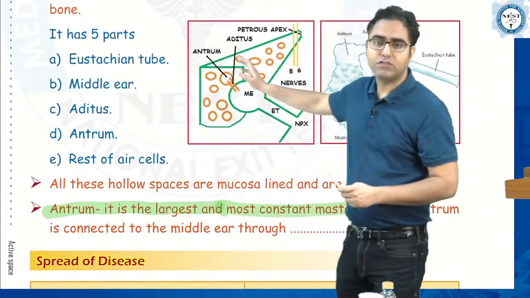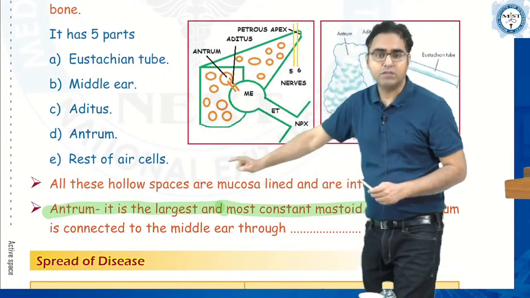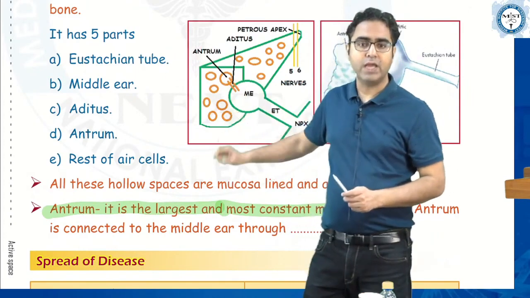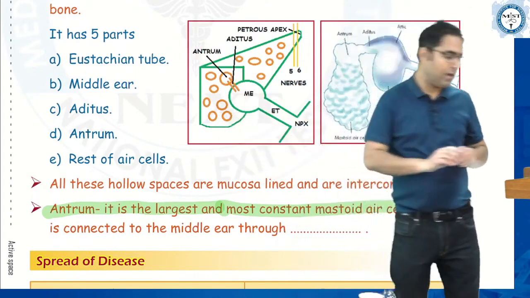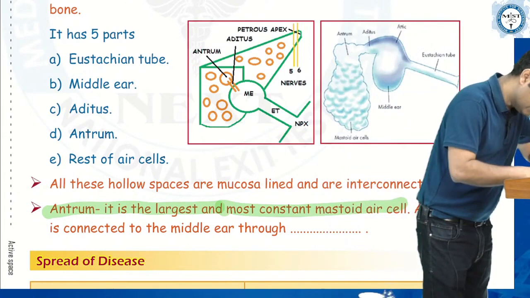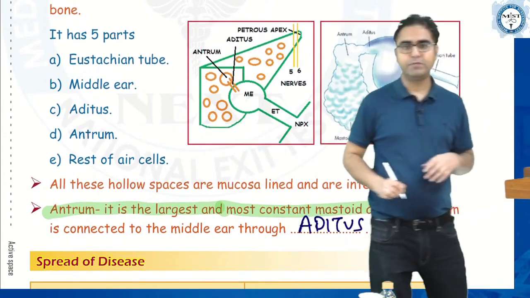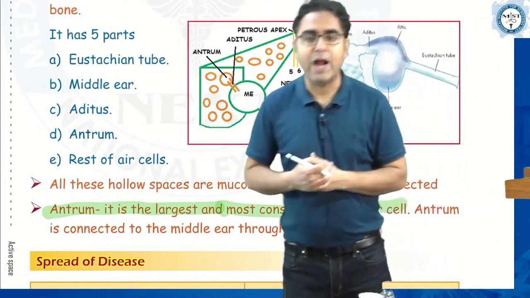Remember, yesterday we labeled that constant and largest cell of the ethmoid as bulla ethmoidalis. Today we are saying that the mastoid has one cell which is constant and largest, and that cell is called the antrum. It is connected to the middle ear through the aditus.